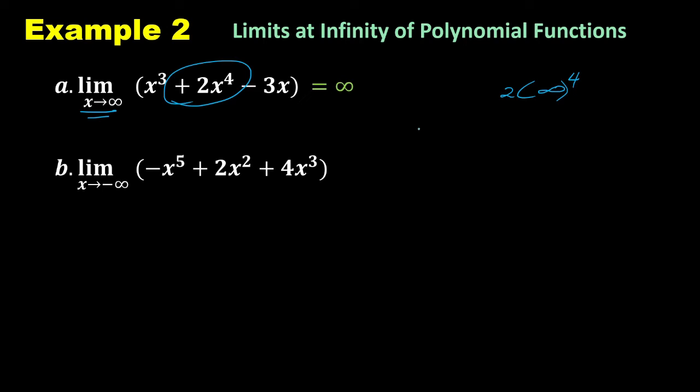Let's see, we have the limit of negative x raised to 5 plus 2x squared plus 4x raised to 3 as x approaches negative infinity. So we're going to consider negative x raised to 5. So we have negative times negative infinity raised to 5. A very large negative number raised to 5 is a negative number, and times negative 1 would be positive infinity.